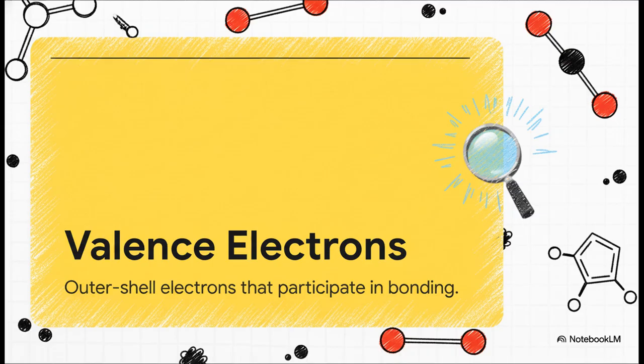Okay, so not all electrons matter for what we're doing. We really only care about the ones on the outermost shell of an atom. They're called valence electrons. You can think of them as these social electrons. They're the ones that actually do the work of connecting and forming bonds with other atoms. They are absolutely the key players in our story.